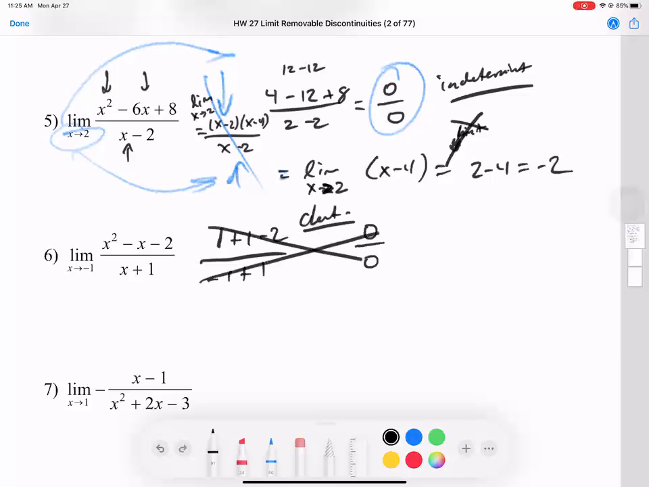Indeterminate. Okay, let's go ahead and factor it. It's going to be x. 2 and 1 make 2, 2 minus 1 is 1. You have a 2 and a 1, more negatives than positives.